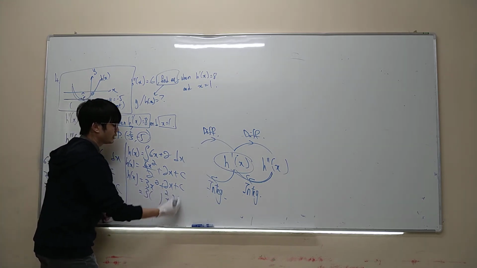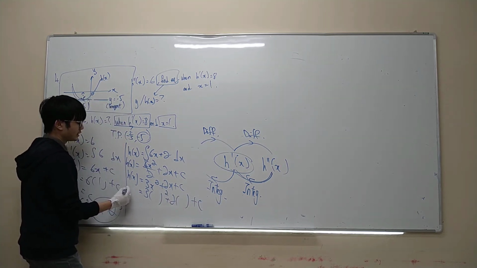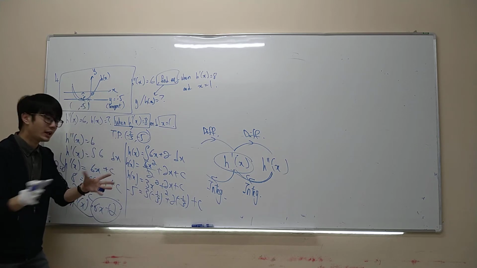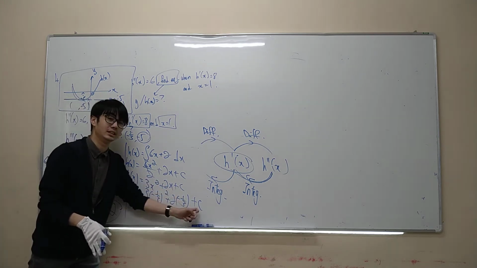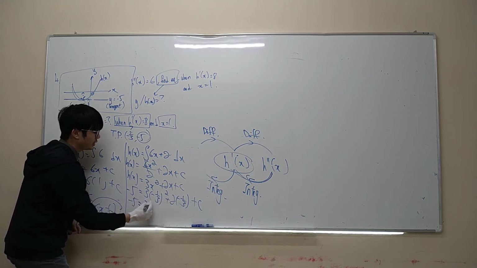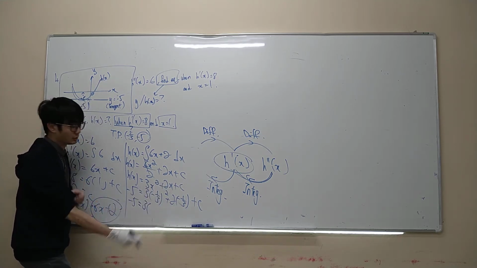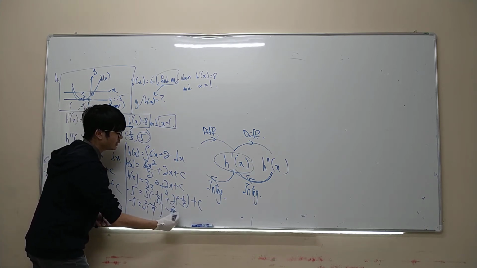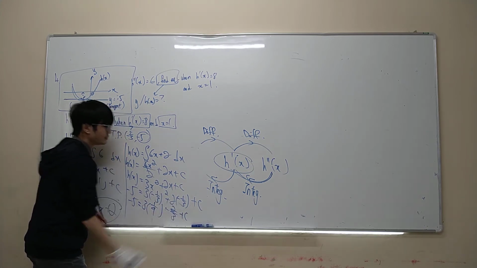3x squared plus 2x plus c. Hx, you put negative 5, here you put negative 1 over 3. I hope you understand why I'm doing this. It's because I want to find the c. Okay, this negative 5 equals 3. Need to do the ones with power first. So 1 over 9 here, here will be negative 2 over 3, and here will be plus c.